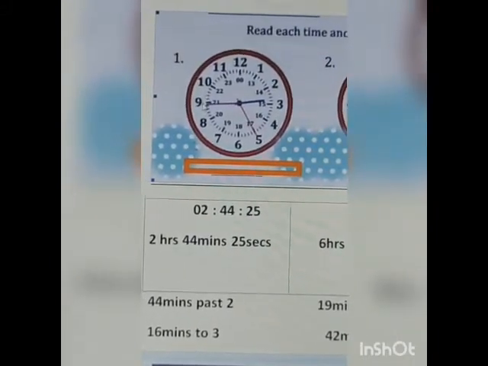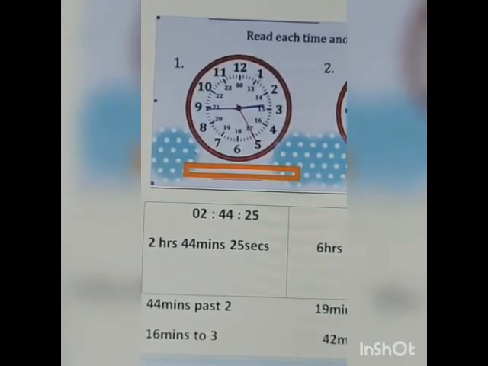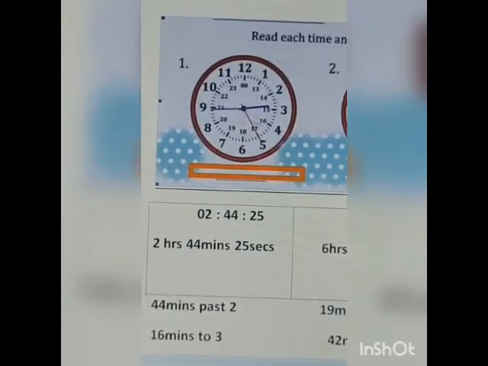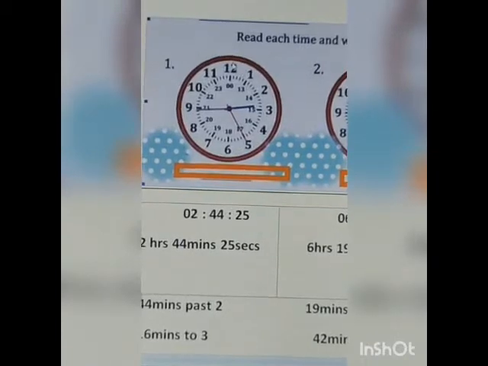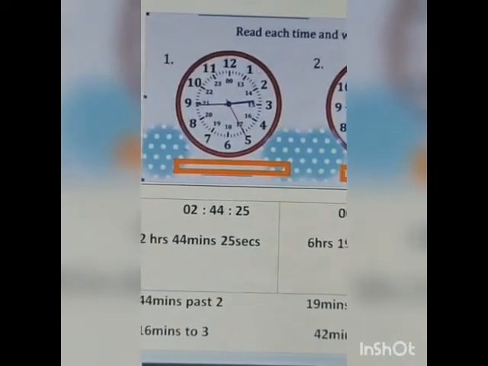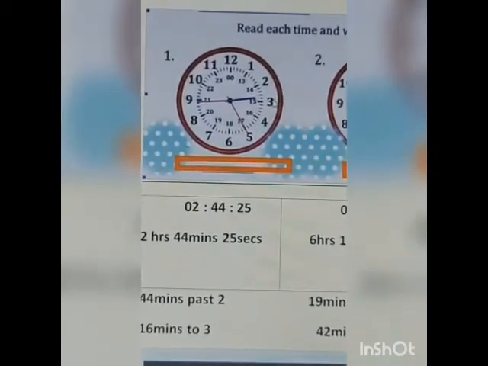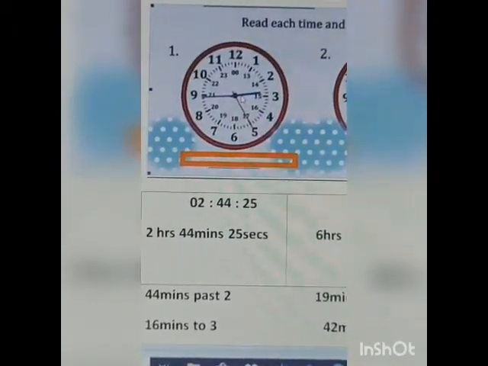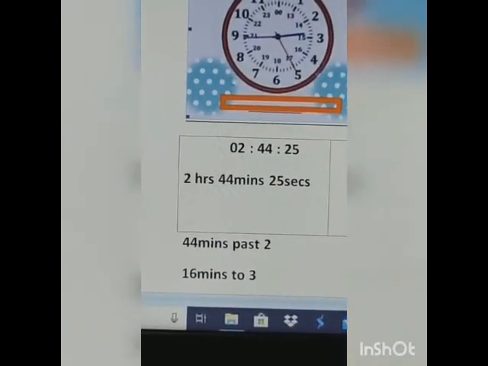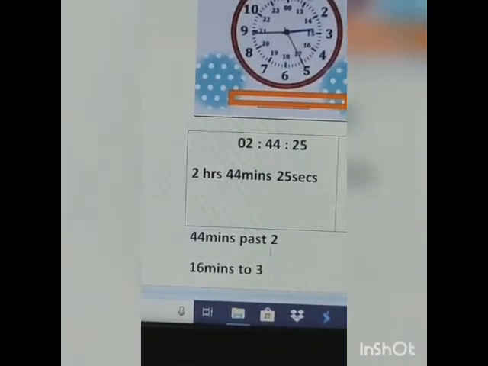Just see, the minute hand is at 44, and when it comes to 12, then the hour hand will be at 3. So how many minutes are left to come to 12? It is 60 minus 44, that is 16 minutes left to 3. So how will we read it? We will read it as 16 minutes to 3. I already wrote it here: 44 minutes past 2 and 16 minutes to 3.